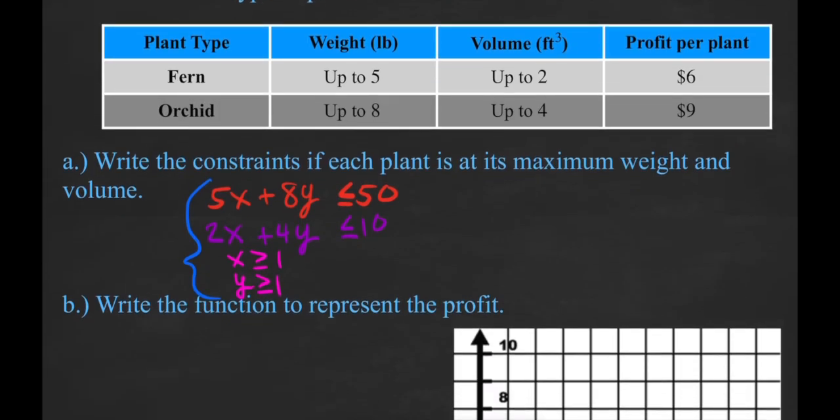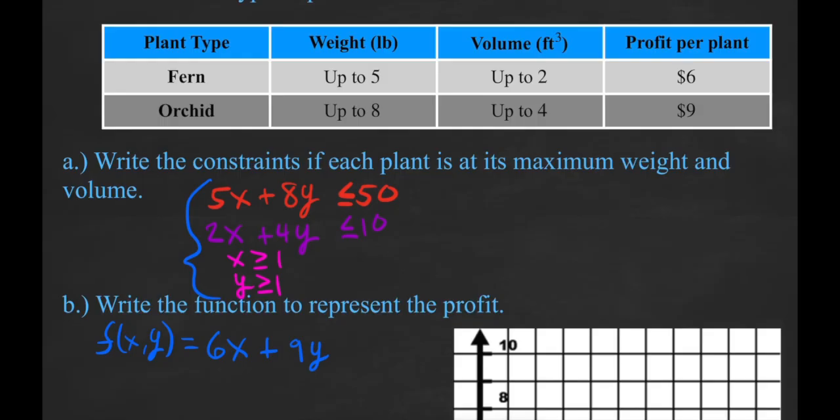The next thing is that we want to write a function to represent our profit. We know that f of x comma y will be our function, and our profit is going to be 6 times how many ferns we sell, plus 9 times how many orchids we sell. So our function to represent the profit is f of x comma y equals 6x plus 9y.